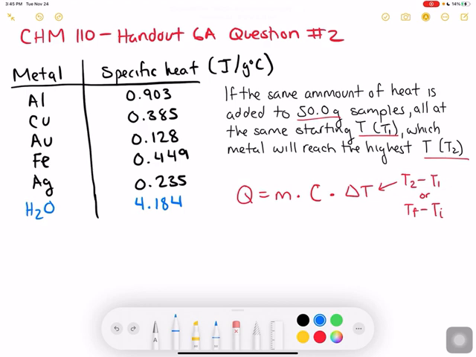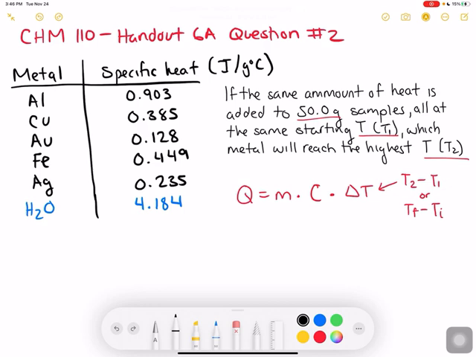The problem says if the same amount of heat is added to 50.0 grams of each of these metals, so all of them have the same amount of mass, and all of them have the same starting temperature, or T1, which of those samples is going to reach the highest temperature? So we're adding the same amount of heat to the same amount of mass at the same starting temperature. Which is going to reach the highest temperature?